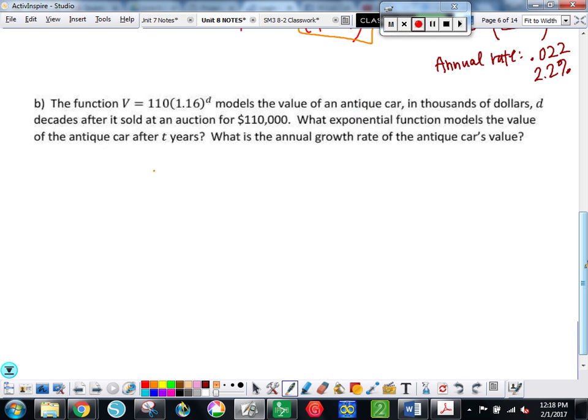Okay, part B. The function V models the value of an antique car in thousands of dollars, D decades after it's sold at auction for $110,000. So this 110 is this 110. Is that okay? What exponential function models the value of the antique car after t years? So how do I do that? I take V. Now what? I'm going to raise it to the what power and why?